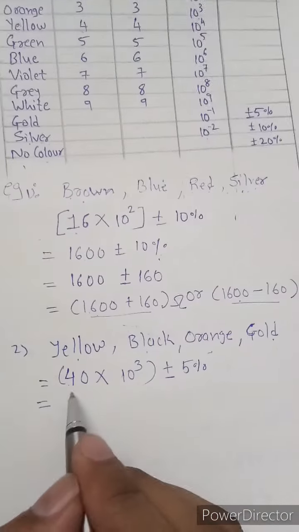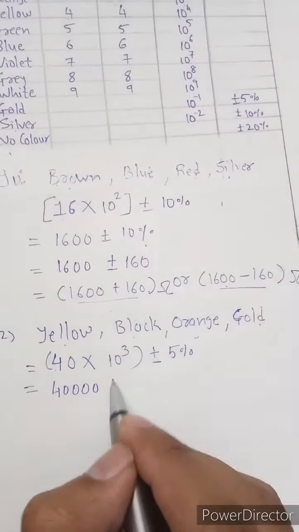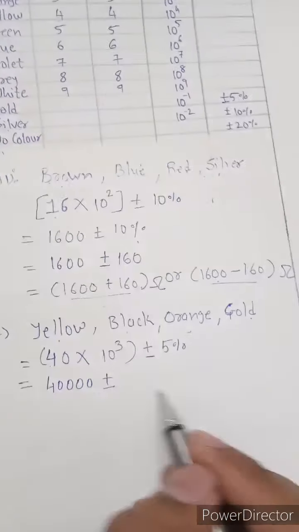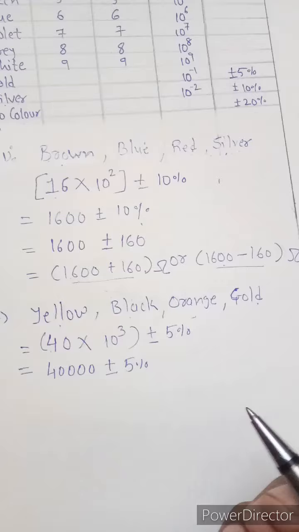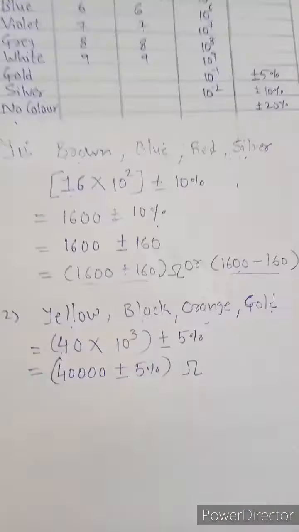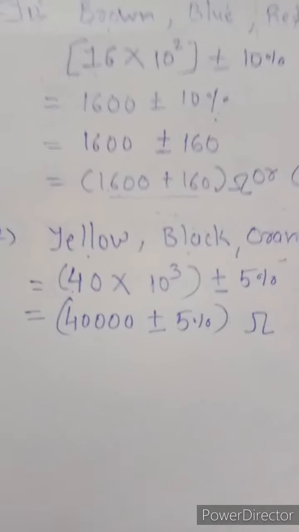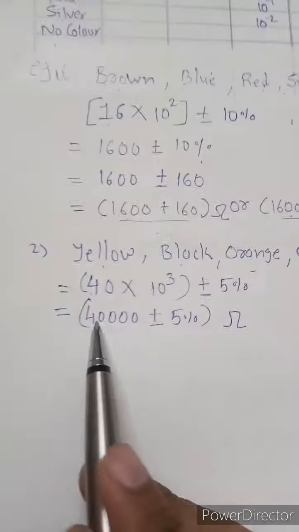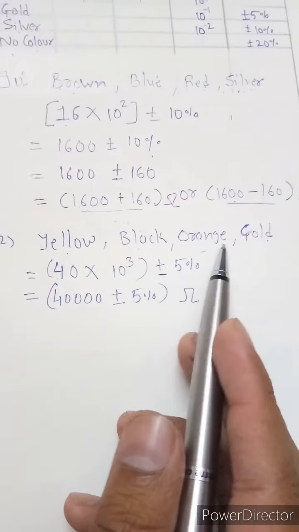So you will find 40,000 plus or minus 5%. Okay, you can directly write this, or you can find 5% of 40,000 and get the two values of this color-coded resistor.